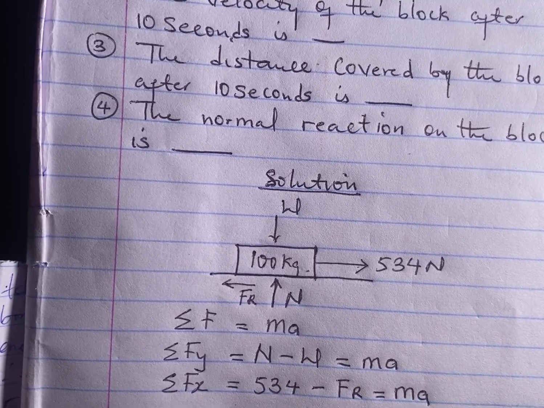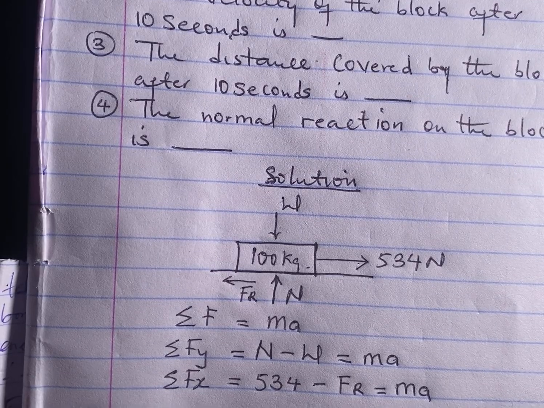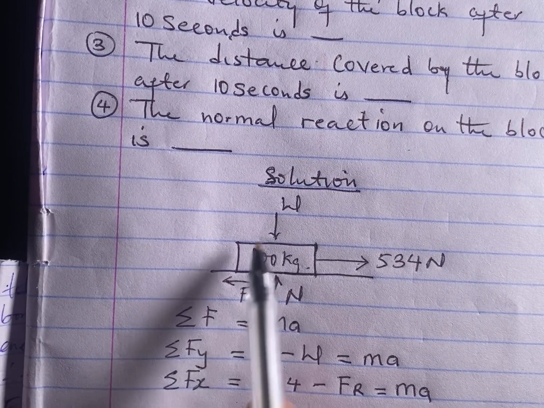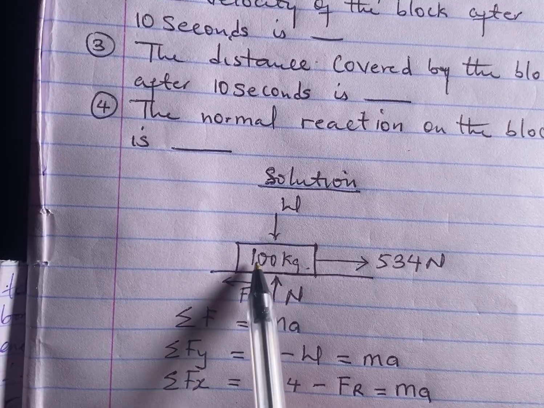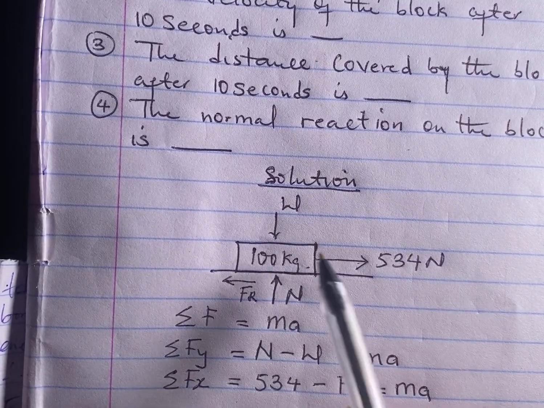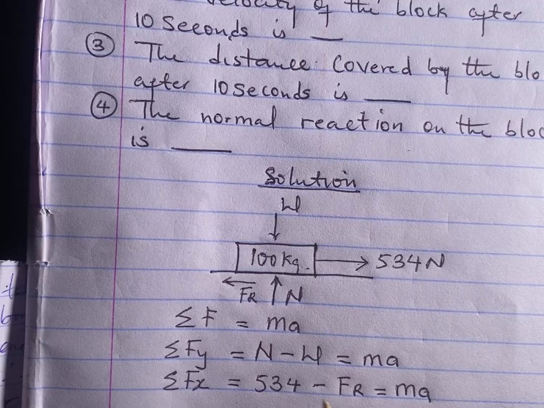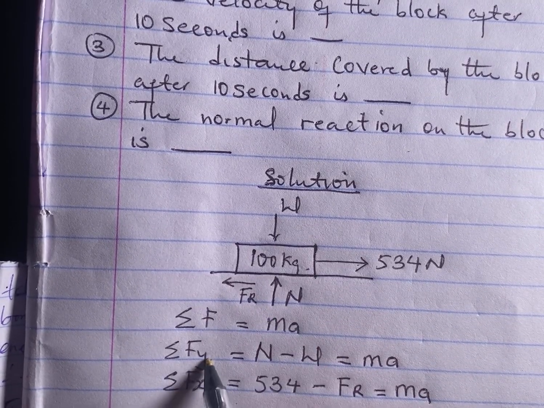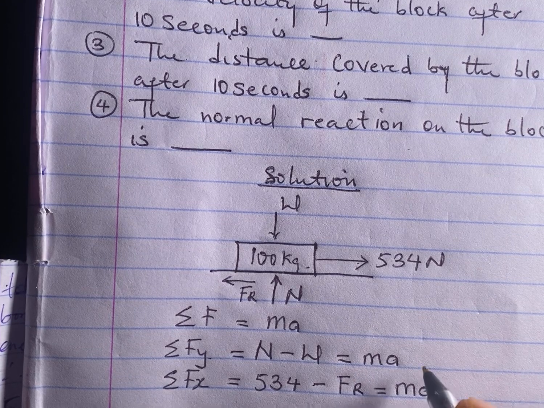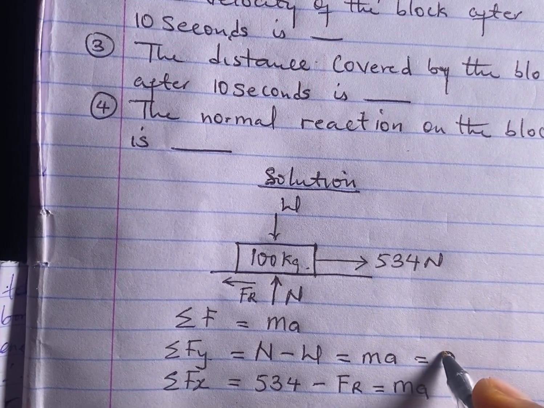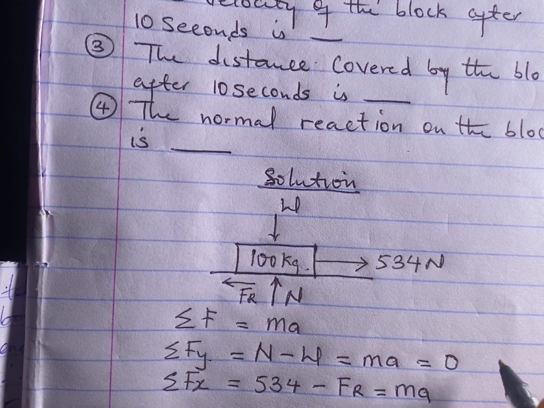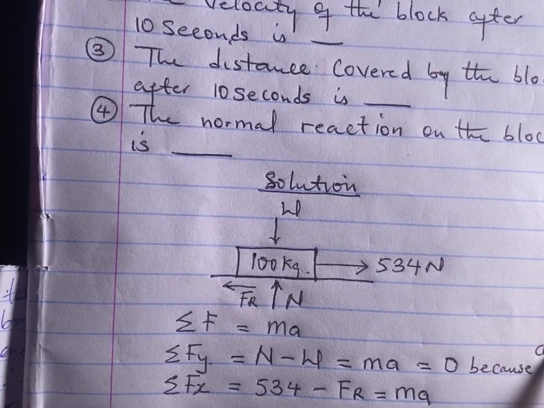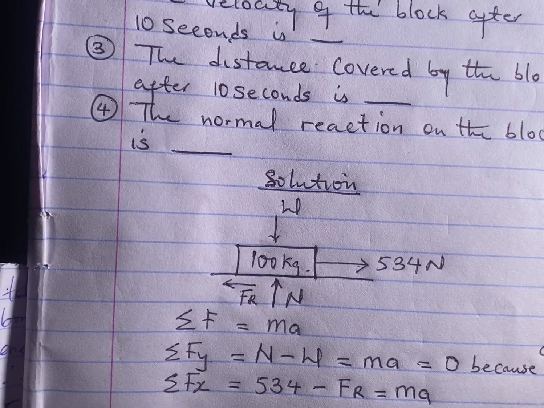I think these are all the forces in this diagram. But remember, the movement in this question is on the x-axis. There is no movement on the y-axis, and due to that, there will be no acceleration on the y-axis. So this summation of Fy is equal to 0, because ay is equal to 0.